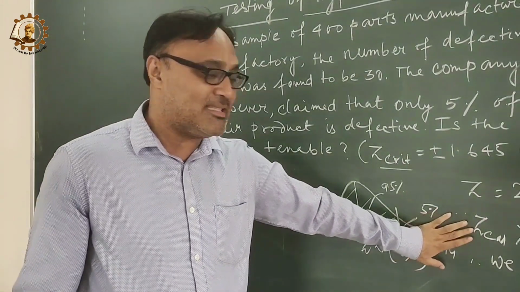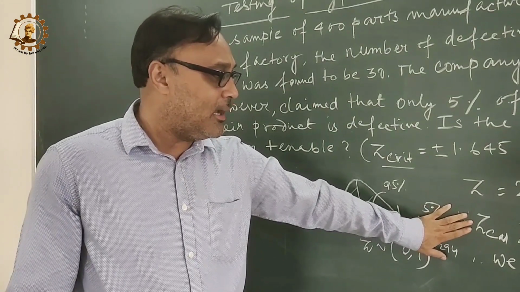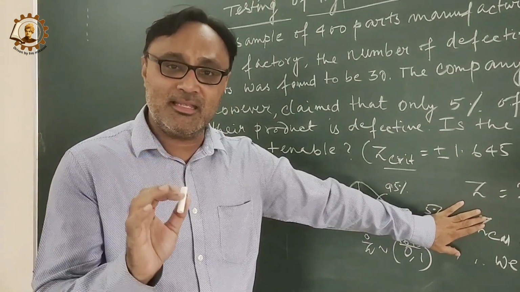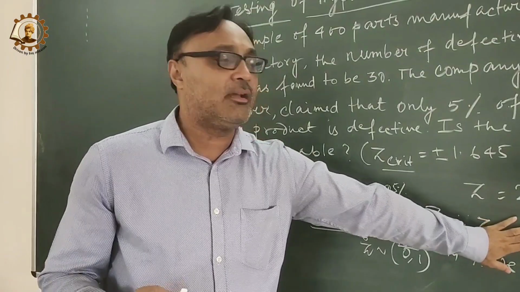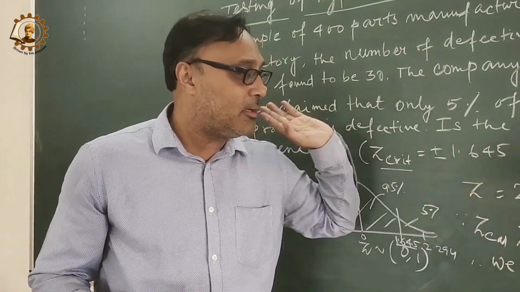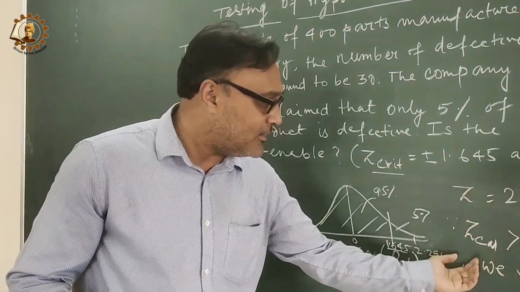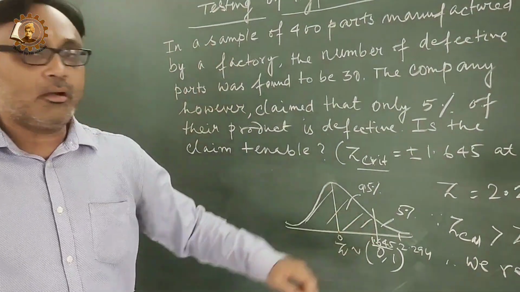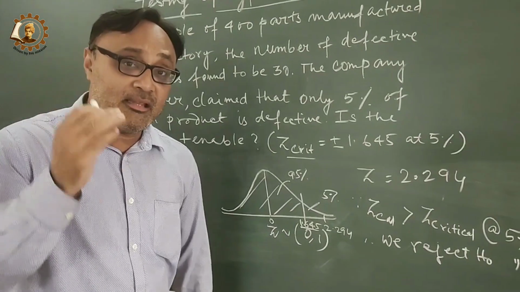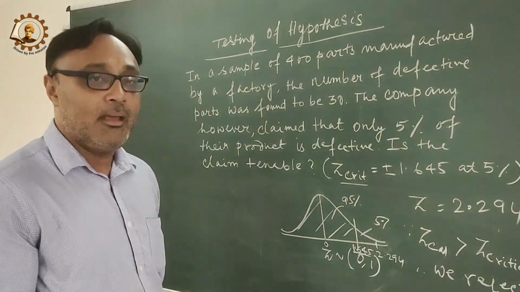This is basically a statistic, right? So we calculate the value of the statistic and then compare it with the critical value of the statistic at a certain significance level alpha. If it is greater than that, definitely your null hypothesis will be rejected. If it is less than that, your null hypothesis will be accepted.